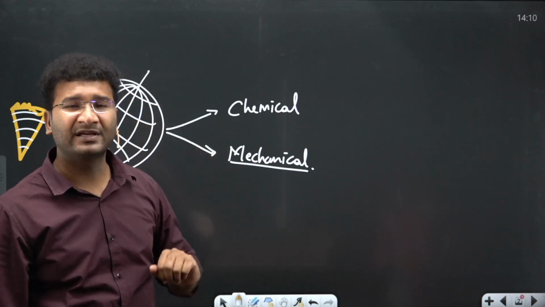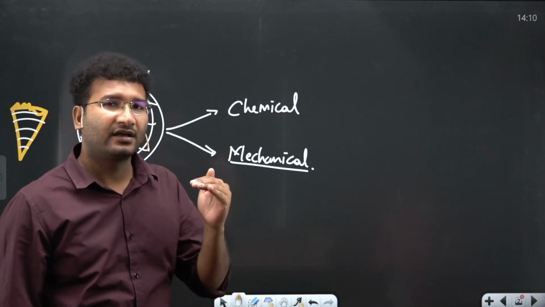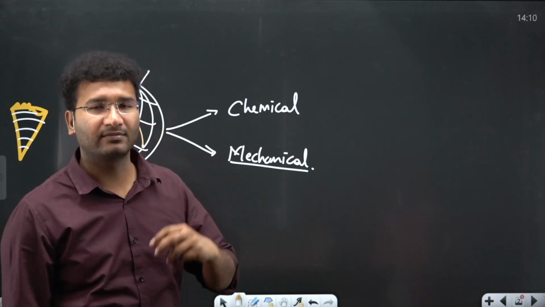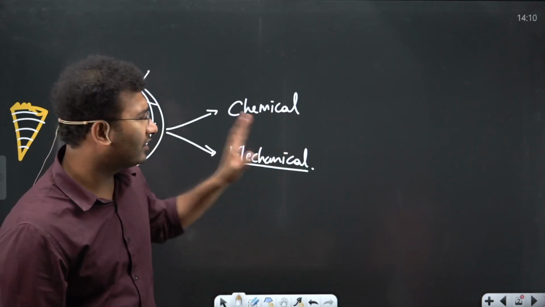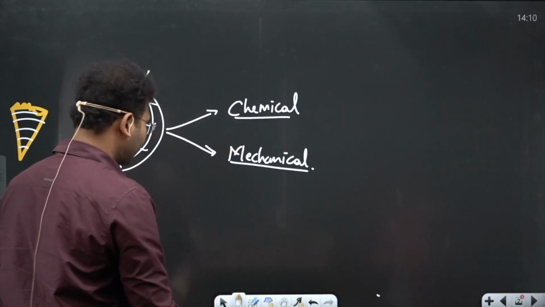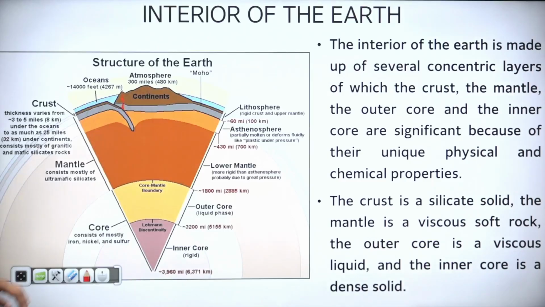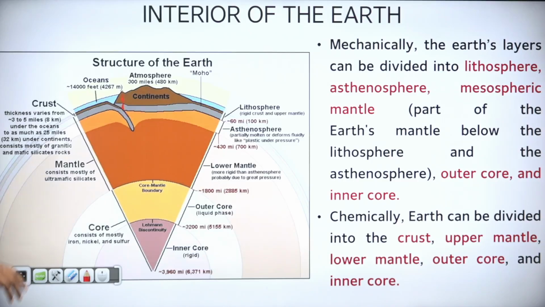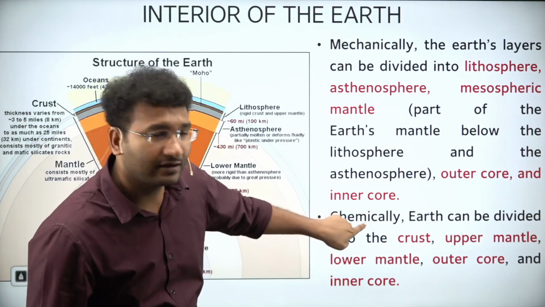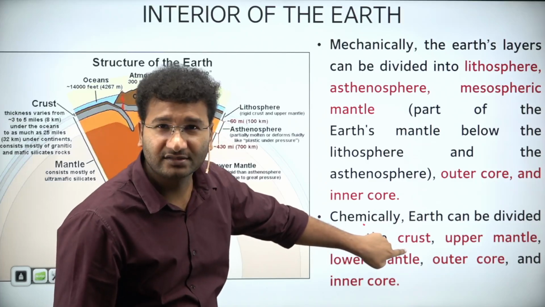Likewise, on the basis of mechanical means, is this layer solid? Is this layer liquid? Is this layer semi-molten, plastic? So broadly, your earth can be divided into two types. On the basis of chemical composition, let me show you a small size. See, your earth can be divided into, number one, crust.